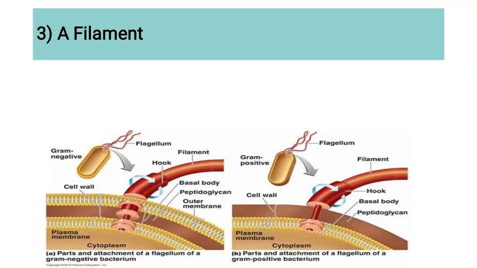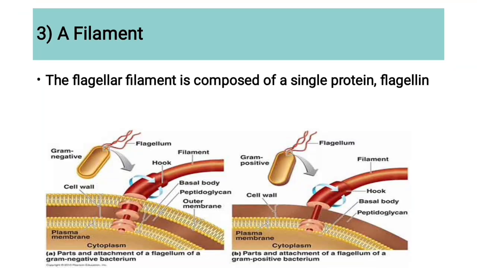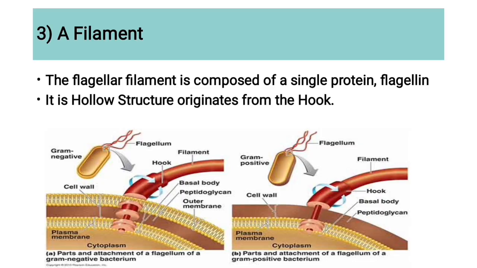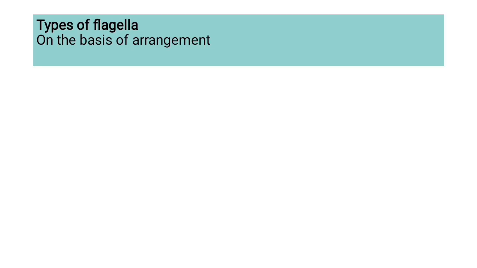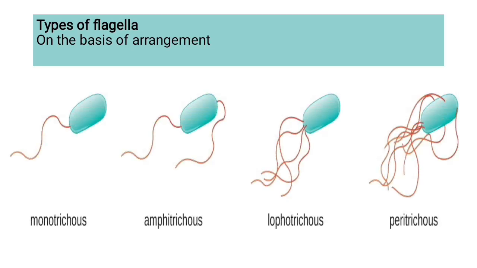After the hook, we have the filament. The flagellar filament is composed of a single protein called flagellin. Its hollow structure originates from the hook. The filament is supercoiled. If we talk about the types of flagella on the basis of arrangement, we have monotrichous, amphitrichous, lophotrichous, and peritrichous.